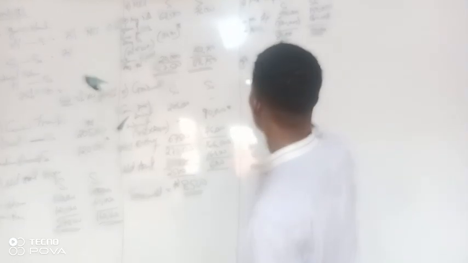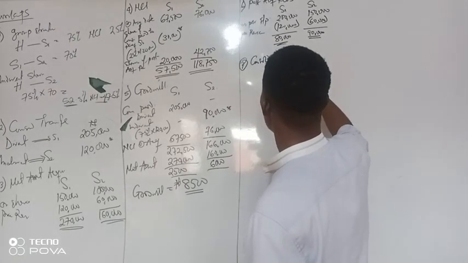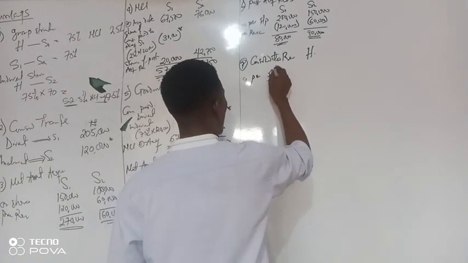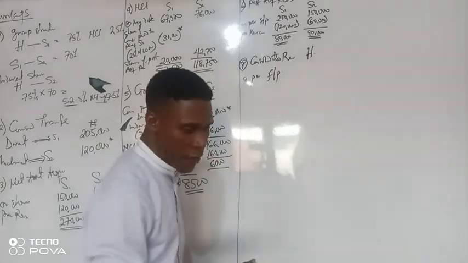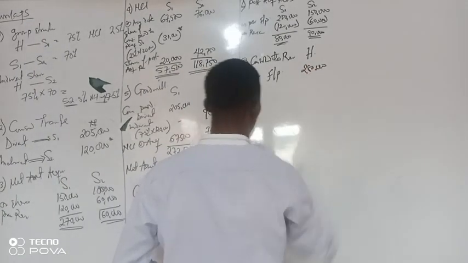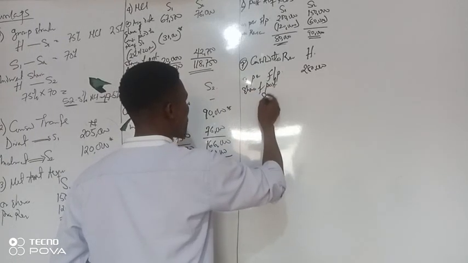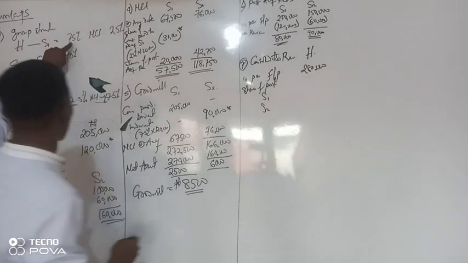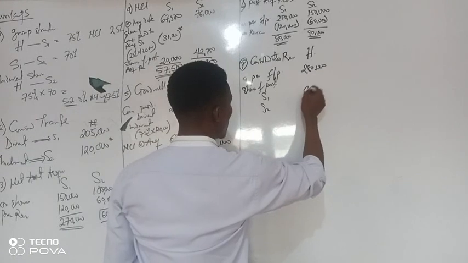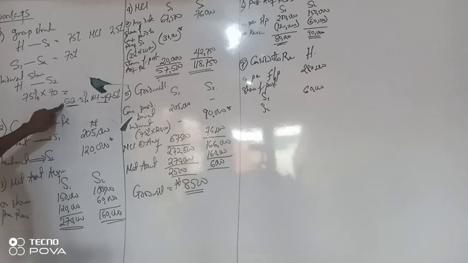Number 7, consolidated reserve of H. So as per the financial position, how much is the parent reserve? 280,000. Then we now say share of post acquisition reserve for S1 and for S2. For S1, 75% of 80,000, that is 60,000. Then for S2, 52.5%, 47.